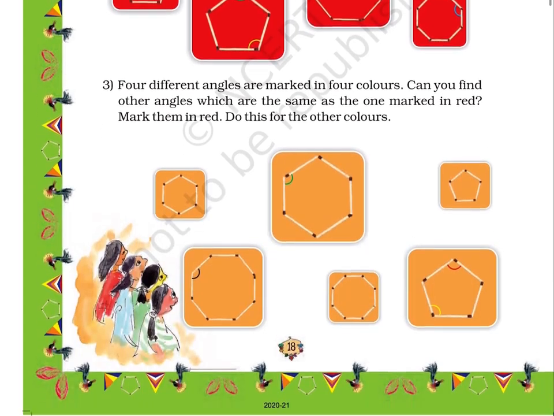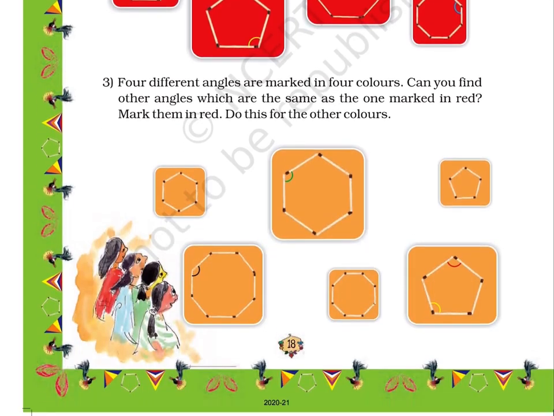3. 4 different angles are marked in 4 corners. Can you find other angles which are the same as the one marked in red? Mark them in red. Do this for the other colors. Below this we have 6 pictures of different polygons with different angles marked.